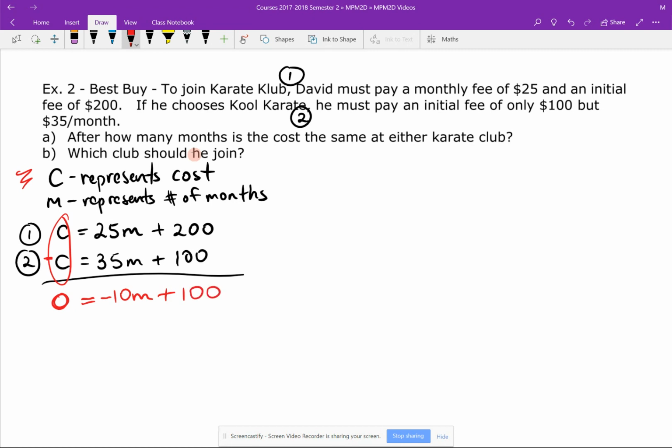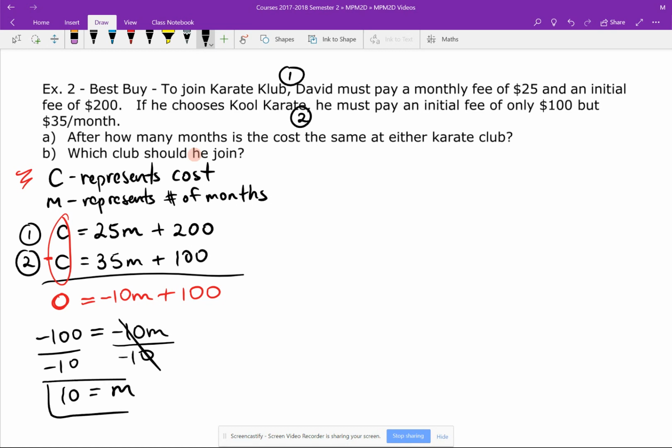So now I have one variable in this red equation here to solve for. So if I solve for m, it turns out, well, okay, negative 100. If I subtract both sides by 100, I'll have negative 100 equals negative 10m. And so if I divide both sides by negative 10, I'll get m. My answer for m will be 100 divided by 10, which is 10. So m equals 10. 10 months.